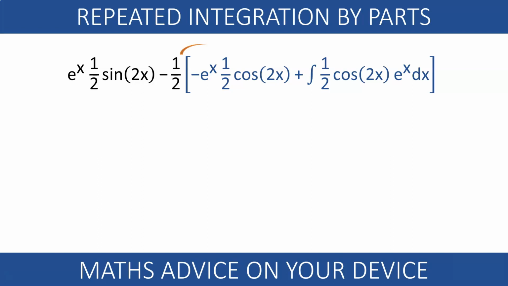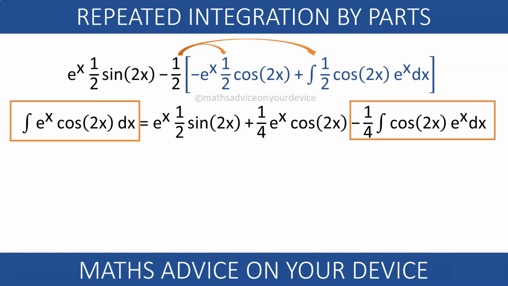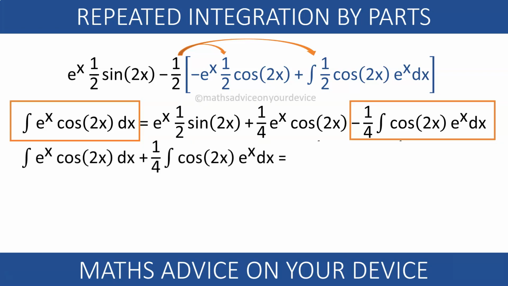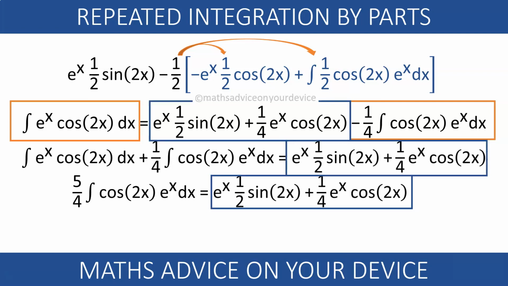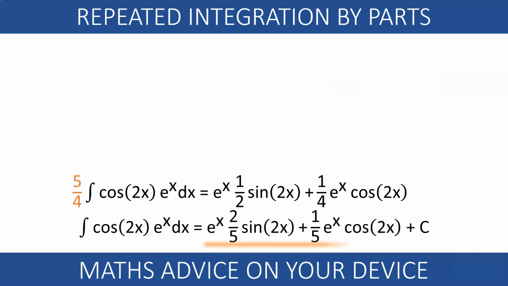We expand the bracket. Remember that we are trying to find the integral of e to the x cosine of 2x. Now, pay attention. These two terms are like terms, so we can collect them to one side of the equation, the left one, for example. We end up with 5/4 of the integral that we are solving. The remaining terms stay the same. Multiplying both sides by 4/5, we end up with the result of integrating our function by parts twice.